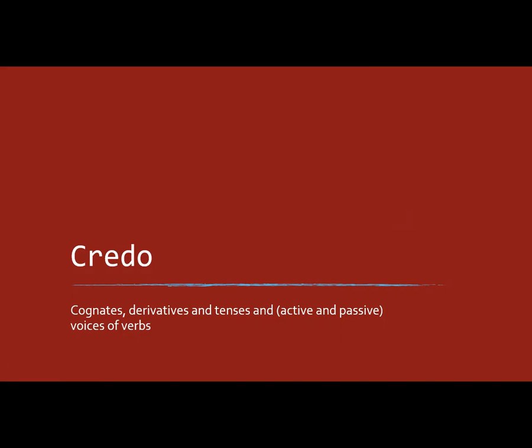It's a long prayer, but most of the words are derivatives or cognates from the Latin. So I'm dividing this presentation into two parts. First, we'll look at the vocabulary of the Credo, the cognates, derivatives. And then in the second part, we're going to look at the tenses and voices, the active and passive voices of verbs. I'm splitting it into two parts because I suspect you might want to go over the section on verbs several times. There's a lot of information there.